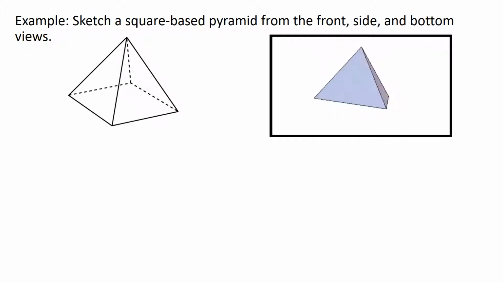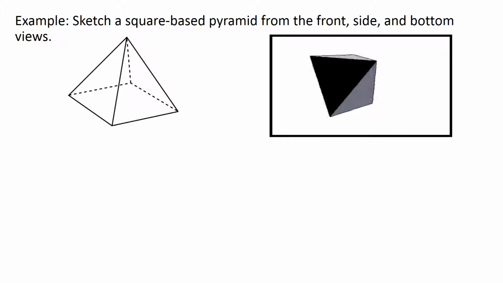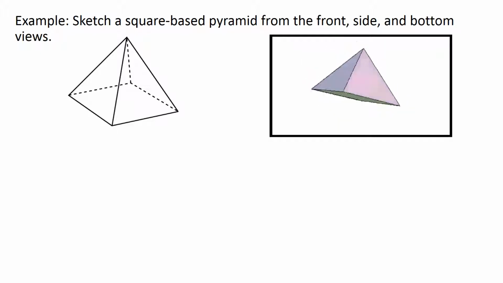So here's an example. We're going to sketch a square-based pyramid from the front, side, and bottom. And as we do this, we have this little GIF of a square-based pyramid being rotated around that might help us get a view of this thing.